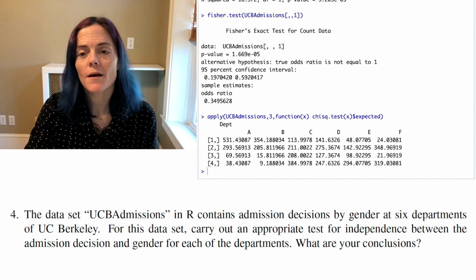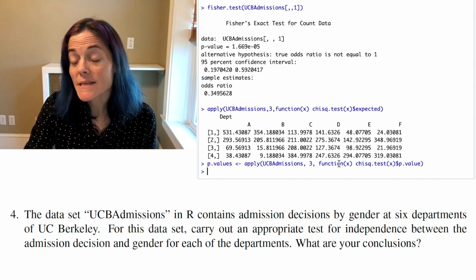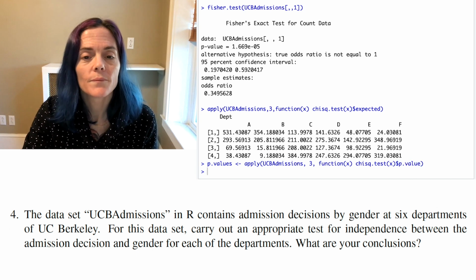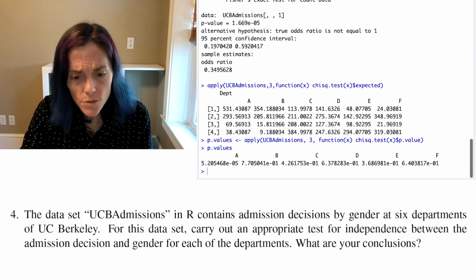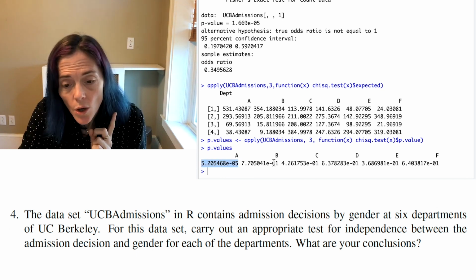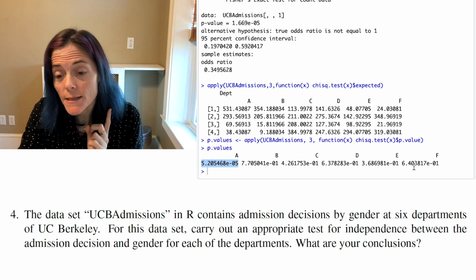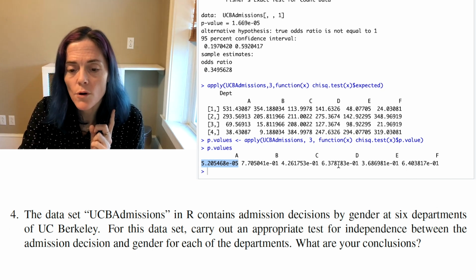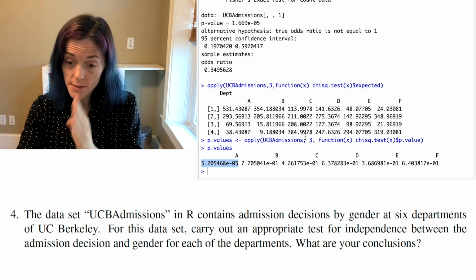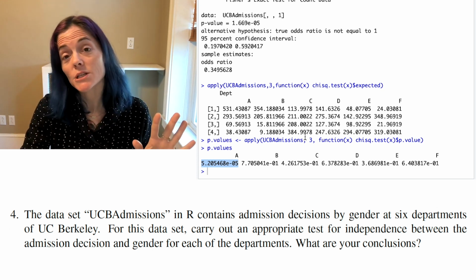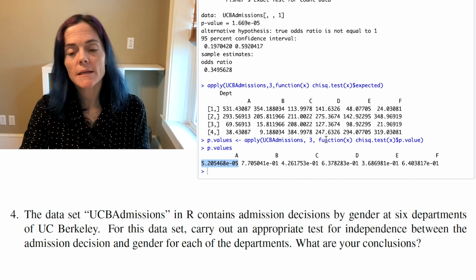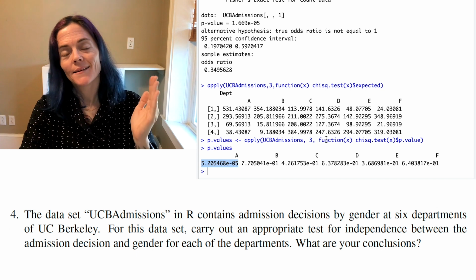So first, for the chi-square test, I'm using the apply function, and then I'm storing the p-value. We can look at all of these p-values. We found already this one, Department A, we reject the null. The other ones, this is 10 to the minus 1, so move the decimal place over by 1. Those are all pretty large p-values. So for Department B, C, D, E, F, I fail to reject the null. I cannot say that there is a dependency between admission and gender.